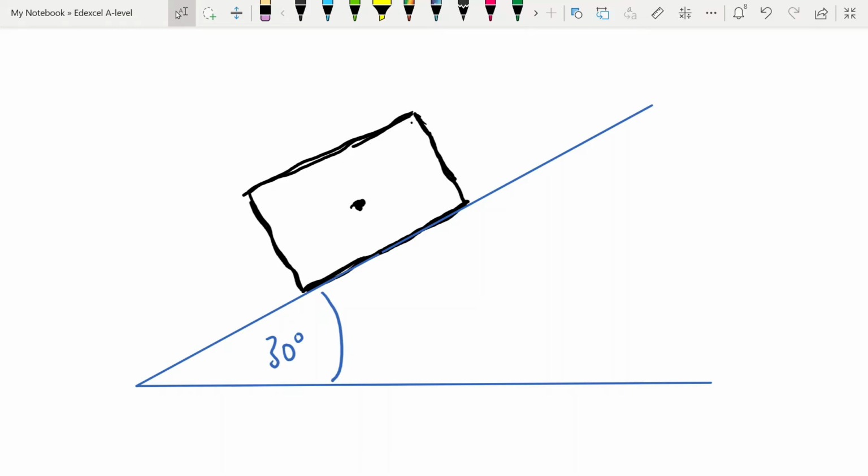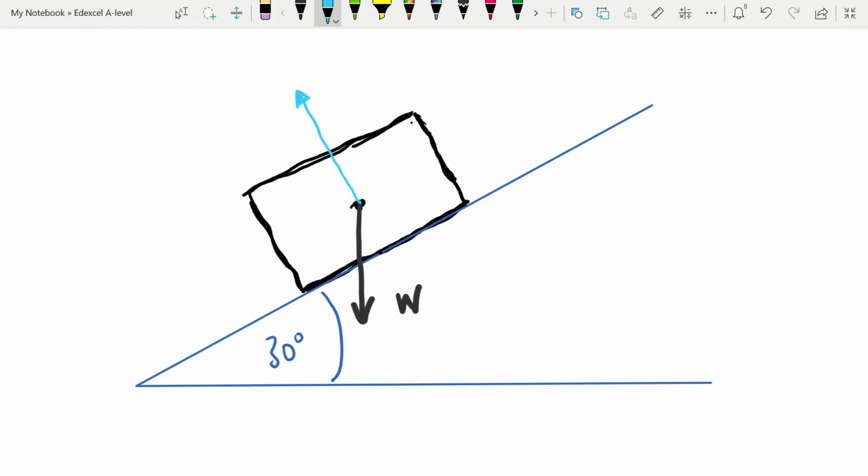Here we have the same box on a 30-degree slope, and so we're going to start drawing in our forces. Weight always acts downwards from the center of gravity of the box. The normal contact force acts from the center of gravity of the box, perpendicular to the surface. Now our normal contact force is acting in this direction.